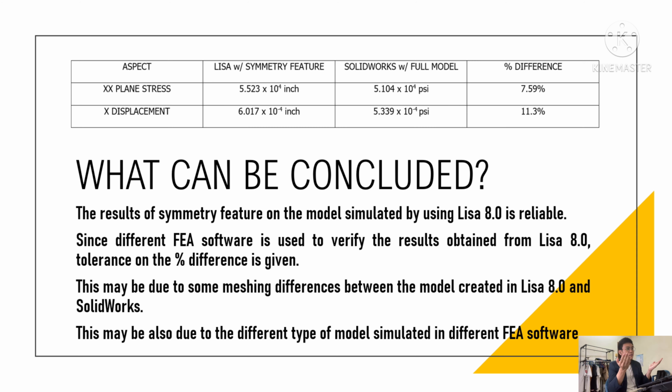The percentage difference is above 5% because of the different solvers that I said just now, also due to some meshing differences between the models created in LISA and SolidWorks. And we are simulating different types of models in both software. LISA is simulating a quarter of the full model, while SolidWorks is simulating the full model. So there are some differences. Overall, the simulations are quite successful because of the acceptable percentage difference.